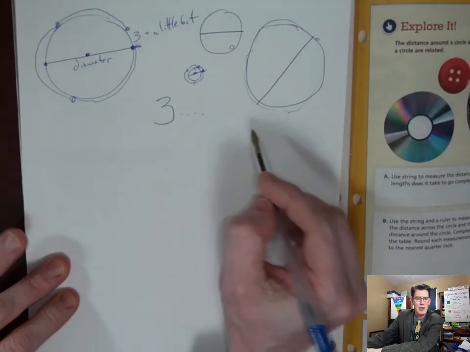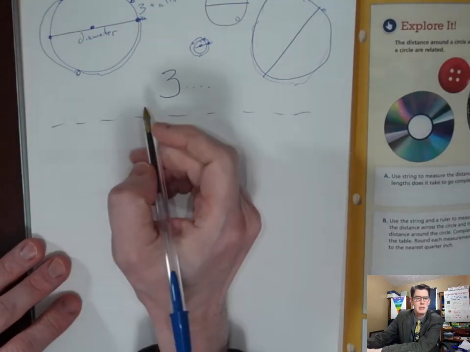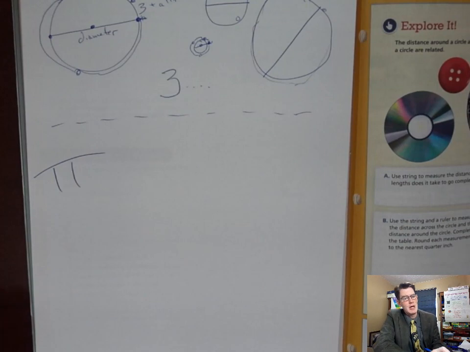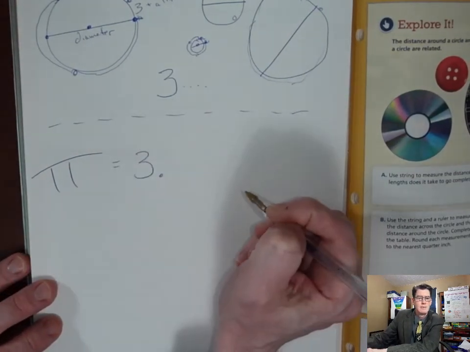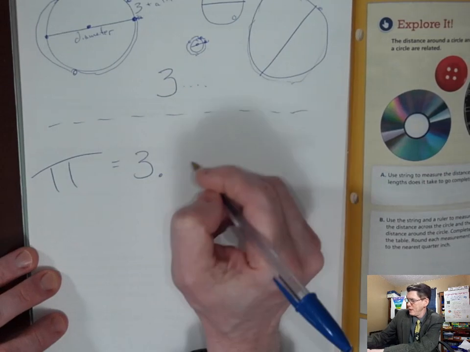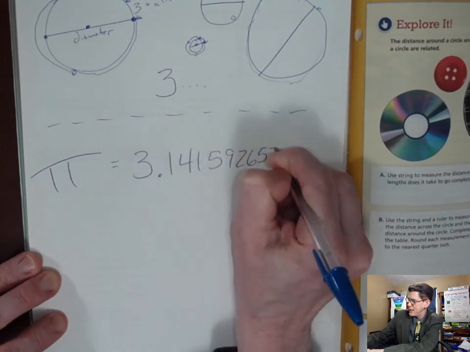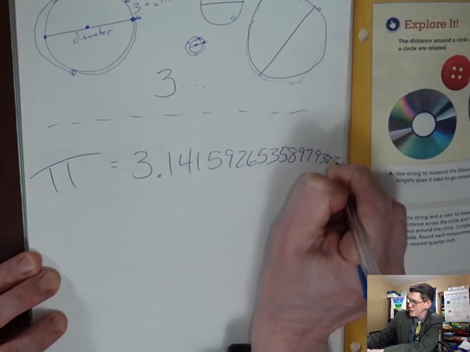And what is that relationship? What is that whole concept telling you? You can make some notes if you want. It's telling you pi. We use the Greek letter pi to signify it, and some of you already know what pi is. Pi is 3 and a little bit. It's 3.14159265358979323, and it goes on.